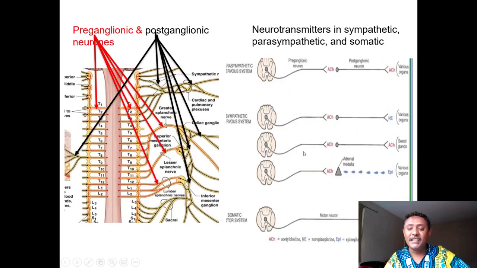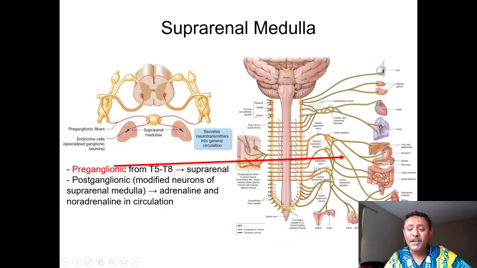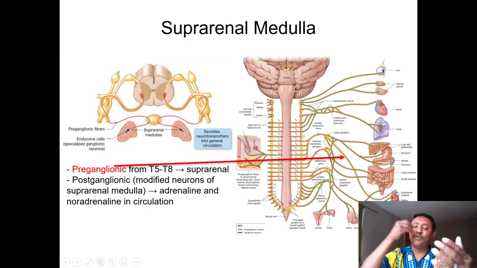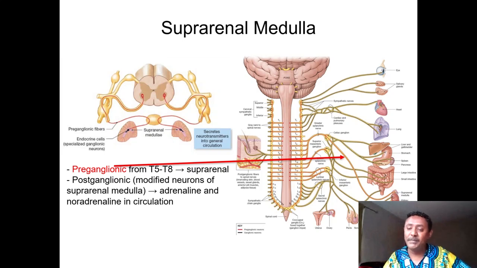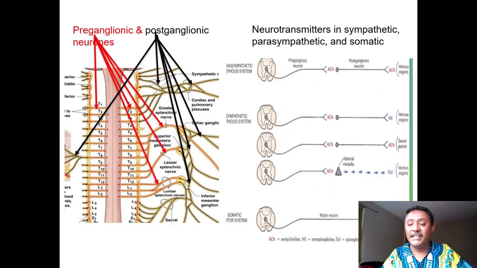What is the other exception? The other exception, we have already talked about it. That's the adrenal medulla. In the case of the adrenal medulla, the preganglionic will be this red one. It will bypass the celiac ganglia. It will go all the way as preganglionic, and it will end in the organ itself, in the suprarenal medulla. The exception is I don't have a postganglionic there, and it will release the epinephrine. So those are the two exceptions.